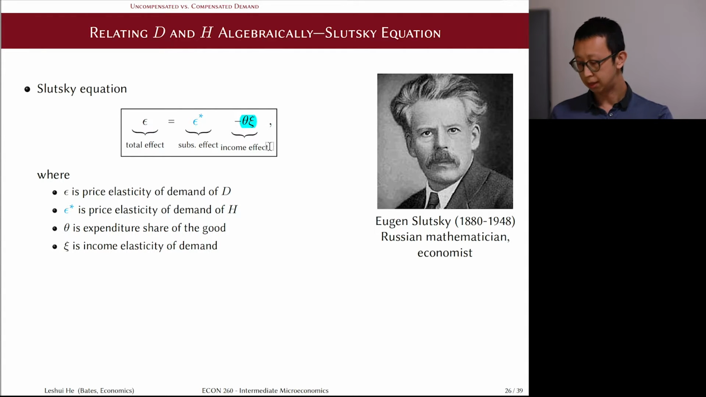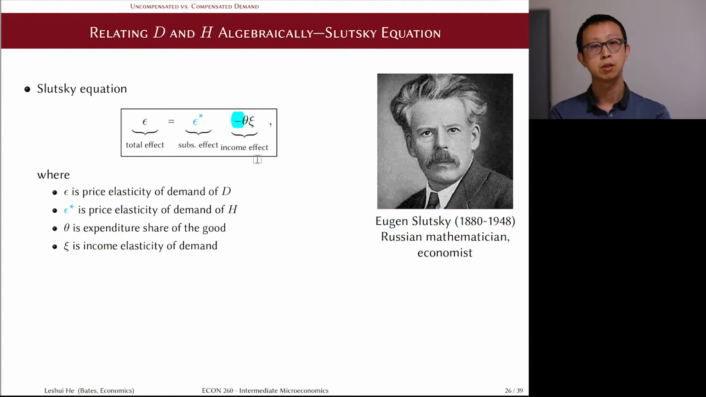So why is there a negative sign in front of the income effect? Our intuition says the total effect is a combination of substitution effect and the income effect. So shouldn't the sign be positive instead of negative? The reason lies in the detailed reasoning. For a normal good, the product is positive because the income elasticity of demand is going to be positive and the consumption share must be positive as well.